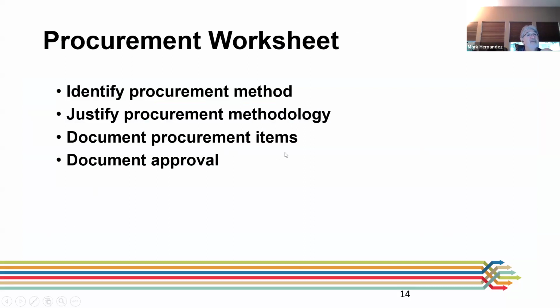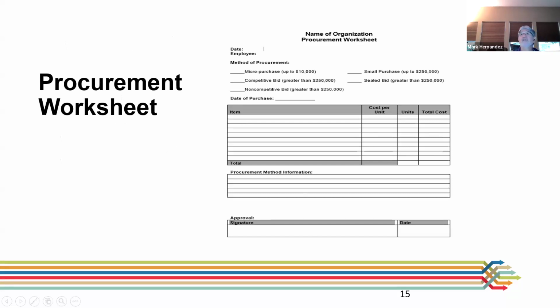Documenting the procurement items. So what are you doing? A good situation would be computers or something like that, or even supplies. You might do it that way. And then you document the approval. So here we go. And let me see if I can pull this one up. So this is a Word document that we worked through.